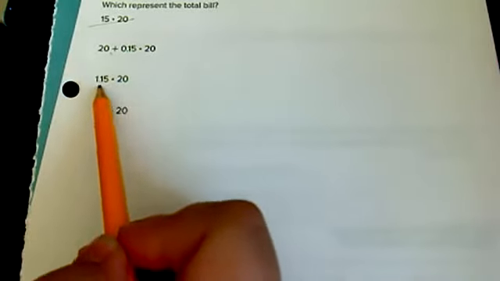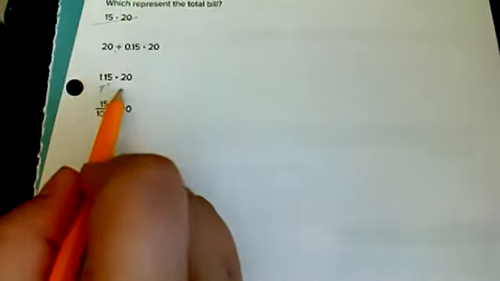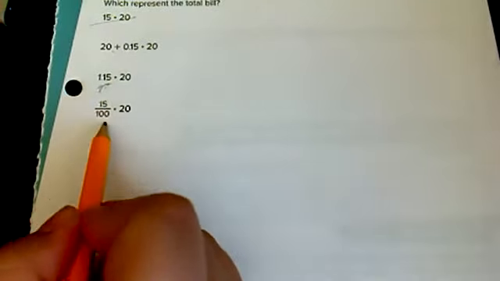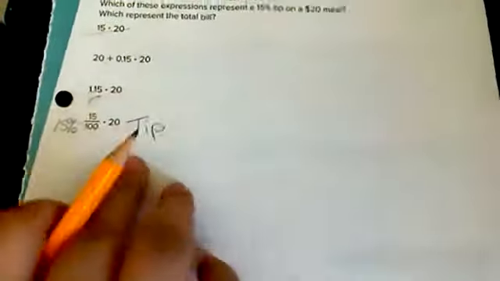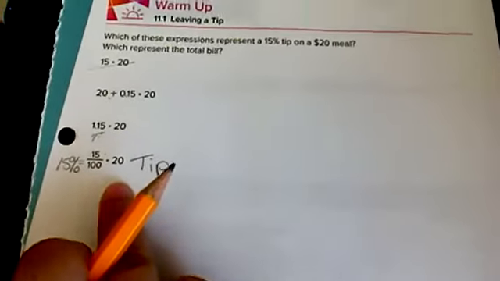And this one is very similar here, where one represents you're multiplying by one, so the number stays the same. And this 15 here is representative of 15%. So that would be the whole bill and then some. And this one is just 15 out of 100. And 15 out of 100 is the same as 15%. So this is just solving for the tip itself. So this one is only for the tip.